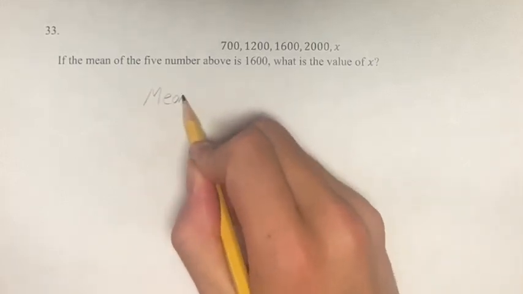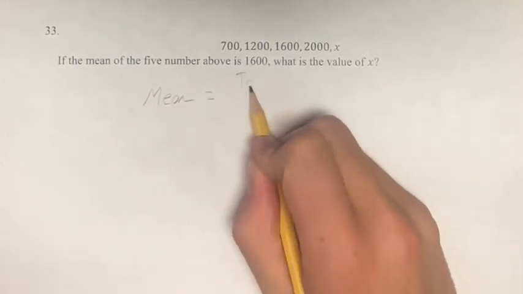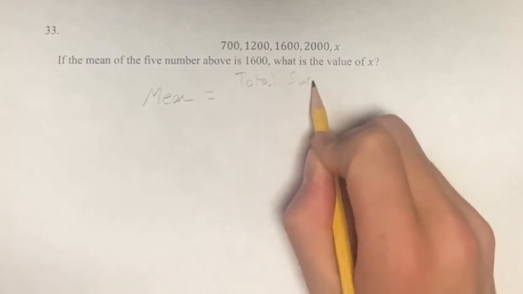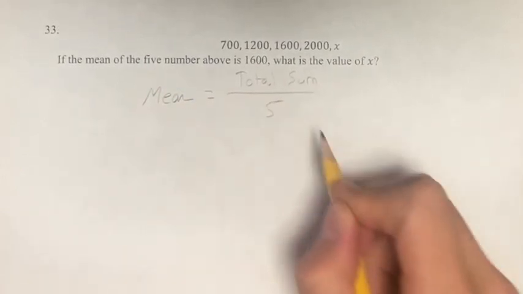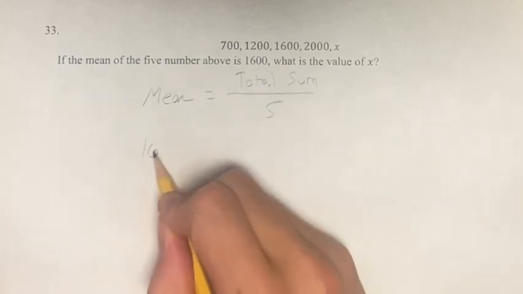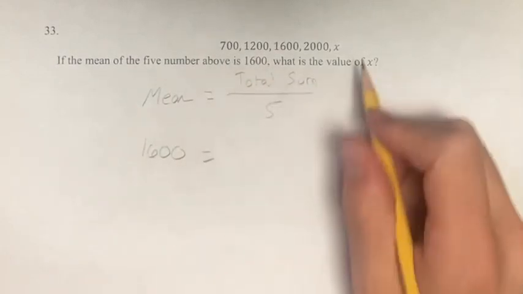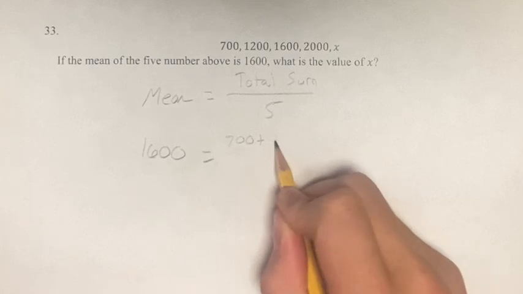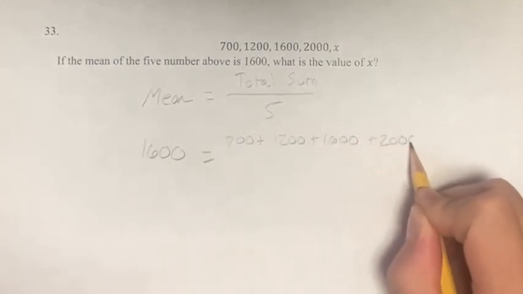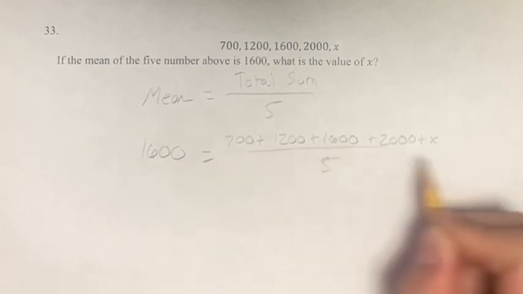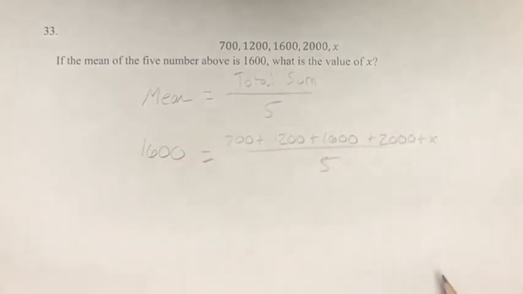The mean is going to be the total sum of all the numbers divided by the number of numbers. And there's 5 numbers here, so it's going to be the total sum divided by 5. So if 1600 is equal to the sum of all the numbers, 700 plus 1200 plus 1600 plus 2000 plus x, over 5, we have an equation and we can now solve for x.